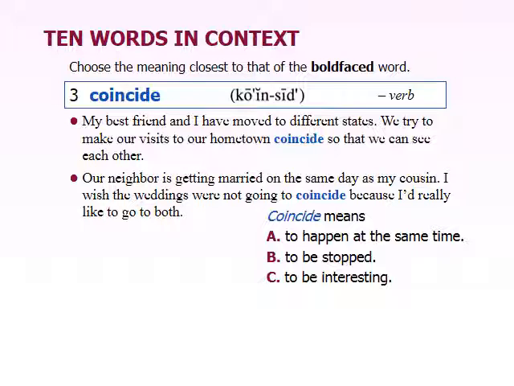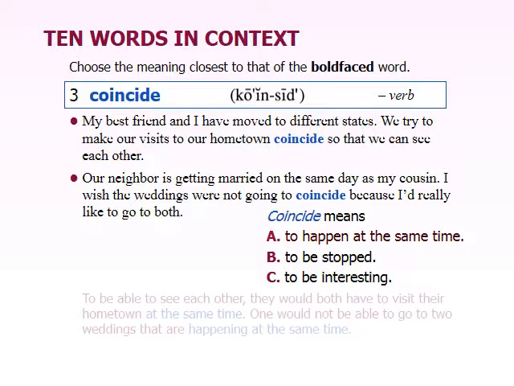Now, I'll talk about the parts of this word that may help you remember it. The first one is: my best friend and I have moved to different states. We try to make our visits to our hometown coincide so that we can see each other. Our neighbor is getting married on the same day as my cousin. I wish the weddings were not going to coincide because I'd really like to go to both.